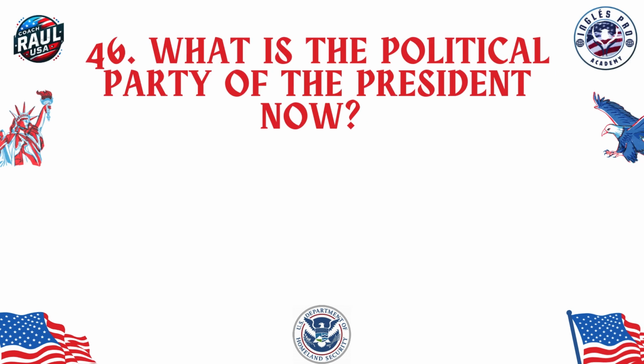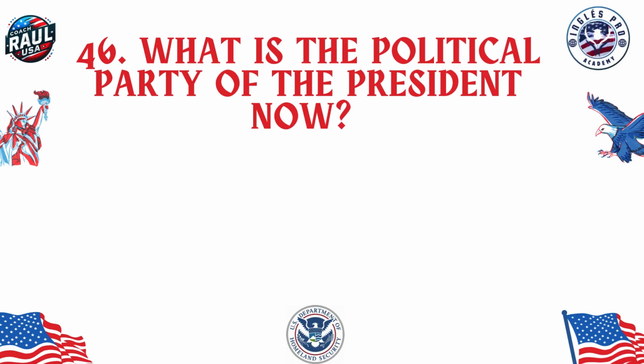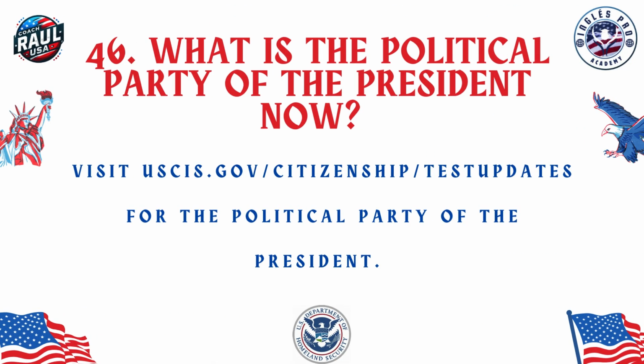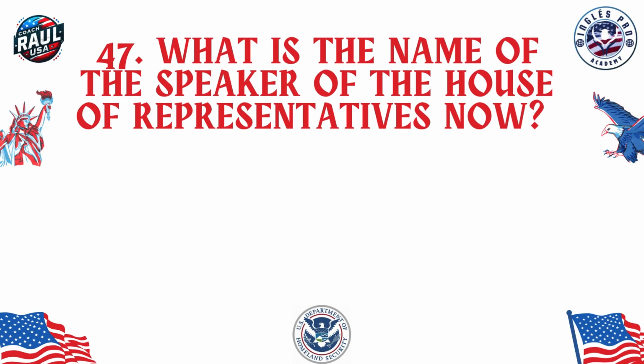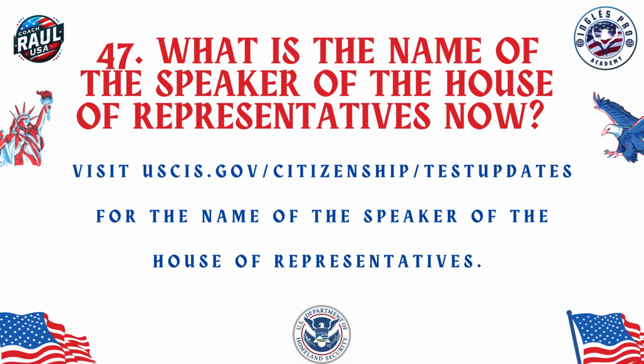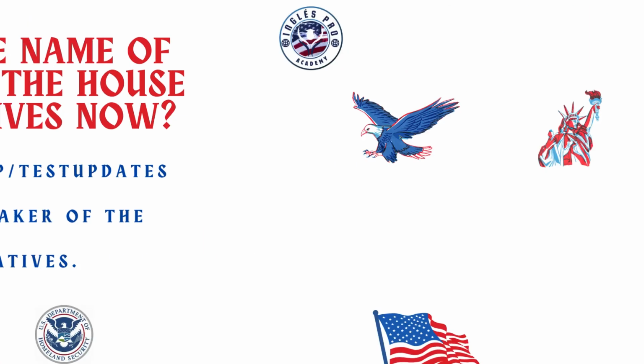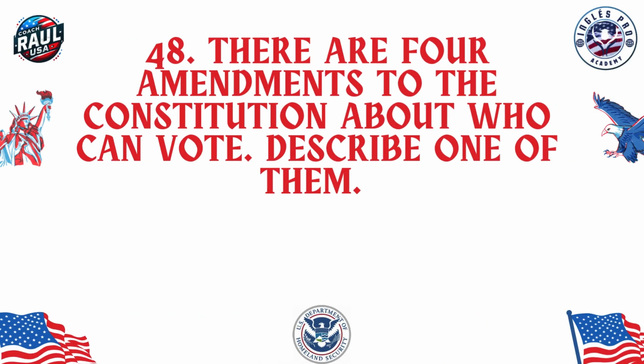What is the political party of the president now? Visit USCIS.gov/citizenship/test updates for the political party of the president. What is the name of the Speaker of the House of Representatives now? Visit USCIS.gov/citizenship/test updates for the name of the Speaker of the House of Representatives. There are 4 amendments to the Constitution about who can vote. Describe one of them.